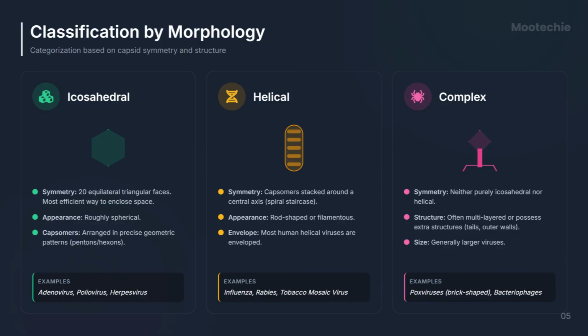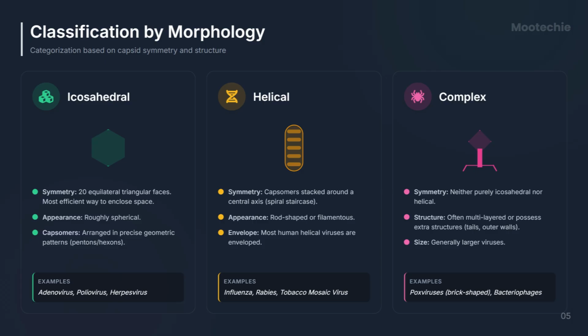There are 3 main structural types: icosahedral, helical, and complex. Icosahedral viruses have a symmetry based on 20 equilateral triangular faces. This is nature's most efficient way to enclose space with identical subunits. They appear roughly spherical under a microscope. Their building blocks, called capsomeres, are arranged in precise geometric patterns, often as pentons and hexons. Examples include adenovirus, poliovirus, and herpes virus.